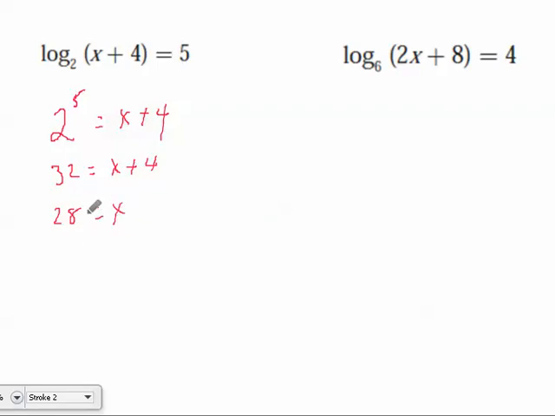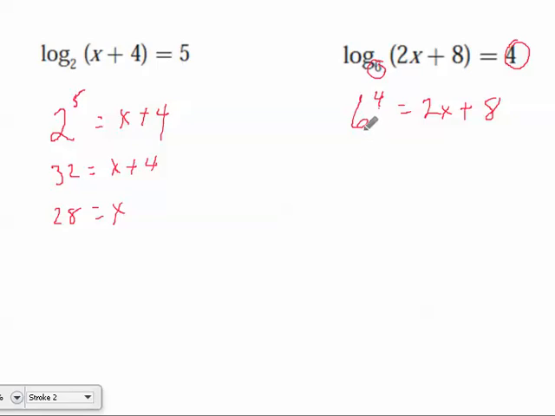You can see these don't work out to be difficult problems. It's just a matter of writing them down in the other form. And you can see I'm taking the base, I'm taking what it's equal to, 6 to the 4th, and that's the value that would go here. That's the opposite of doing the log, so I'm just doing the exponential form here.